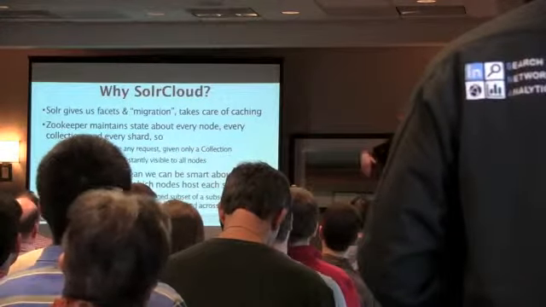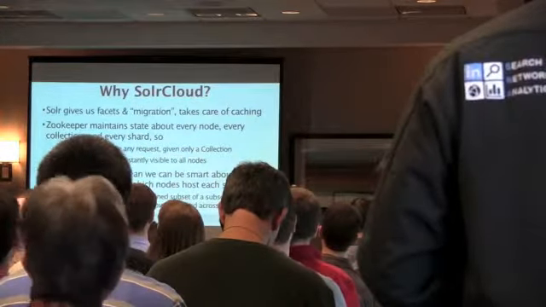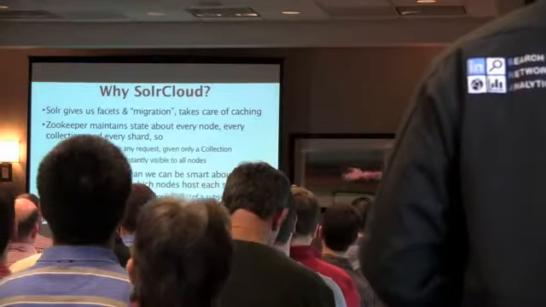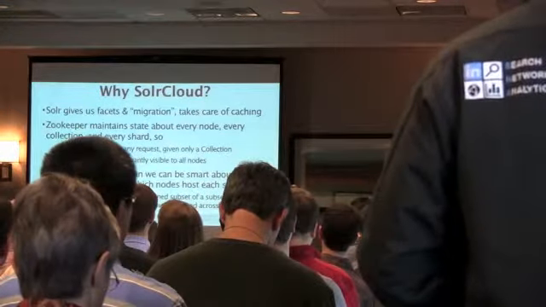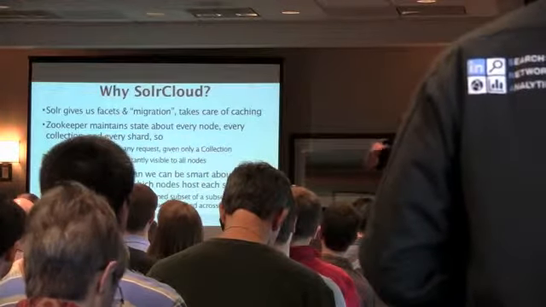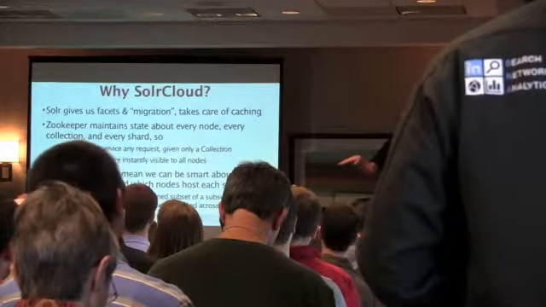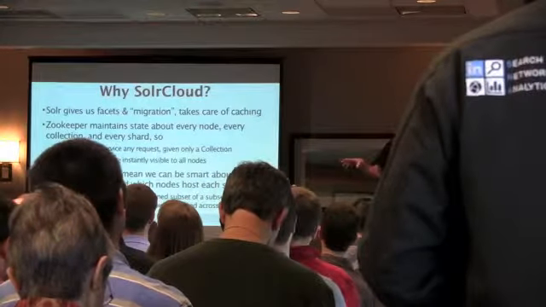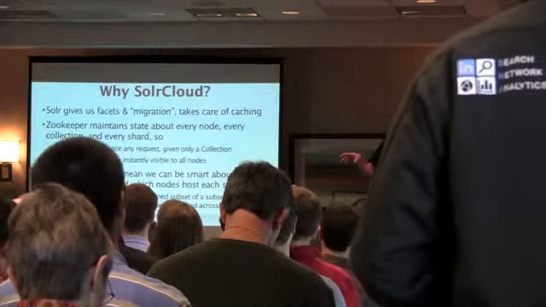ZooKeeper, which is the main component of Solr Cloud, knows about every node and every shard on every node. So what that means is we can hit any Solr node at all with a request, and it will figure out what other Solr nodes it needs to hit to service the request, right?